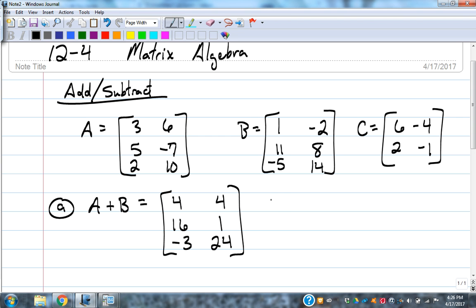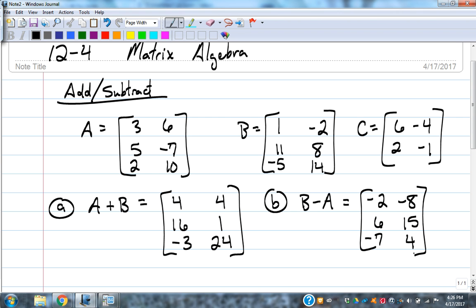If it asks you to subtract, guess what? You do the same thing. We're going to do B minus A. You've got to do it in order. So 1 minus 3, negative 2. Negative 2 minus 6, negative 8. 11 minus 5, 8 minus negative 7. Negative 5 minus 2, 14 minus 10.